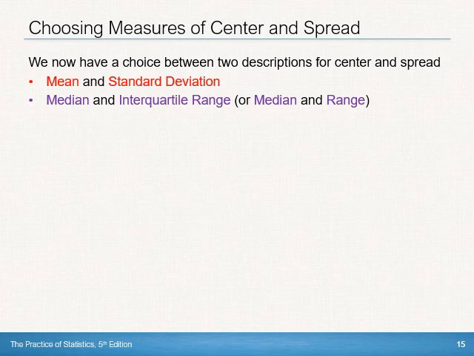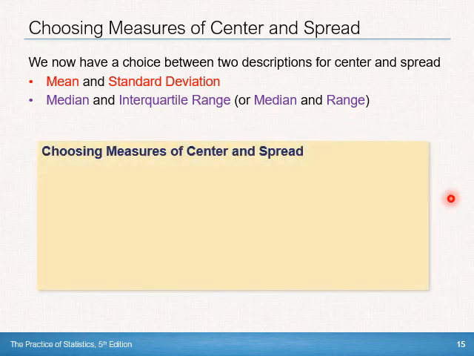All right, so certain measures of center go with certain measures of spread. So if you were talking about the mean for the center, then you really have to talk about the standard deviation as the measure of spread. Those two go together. It'll make more sense when we get to later chapters. If you use the median, then you typically use the interquartile range or just the range. The range is just the maximum value minus the minimum value.